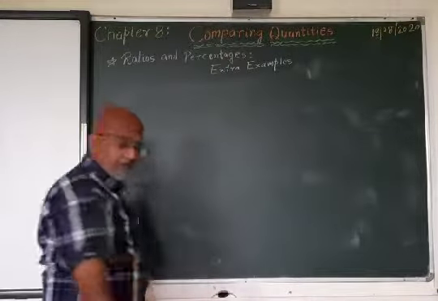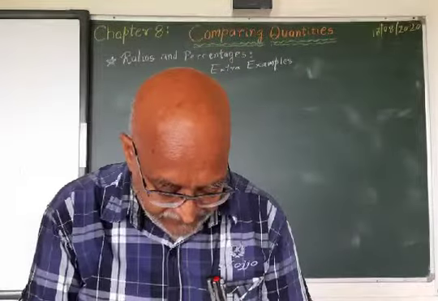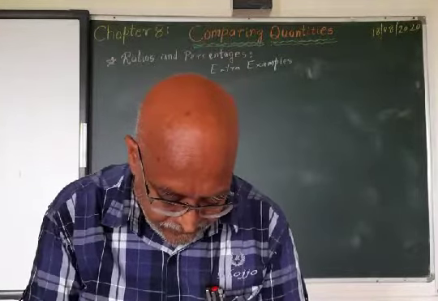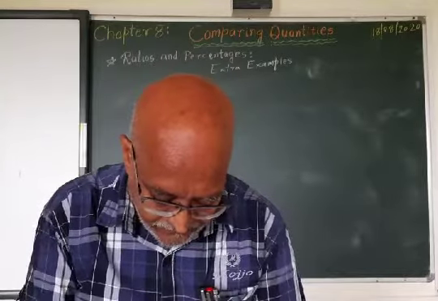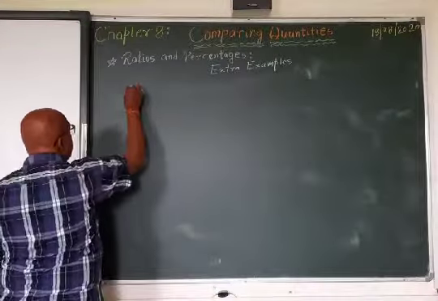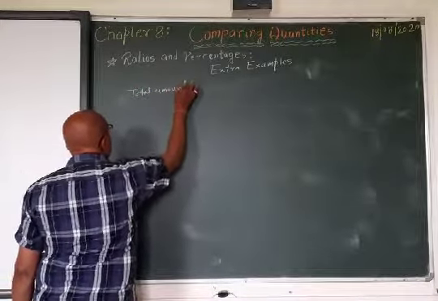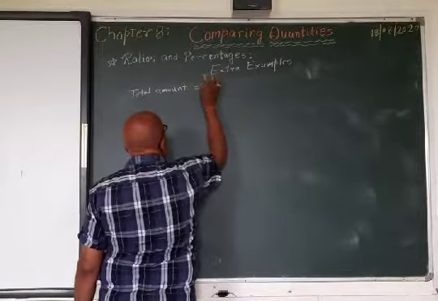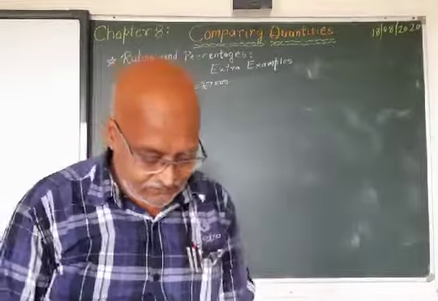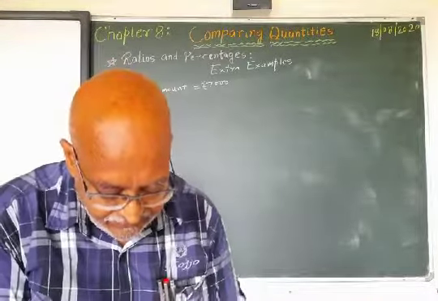Let us see one last example today. Divide rupees 7,000 among A, B, C such that A gets 50% of what B gets and B gets 50% of what C gets. Total amount is 7,000. Now, it is being divided into three, A, B and C.